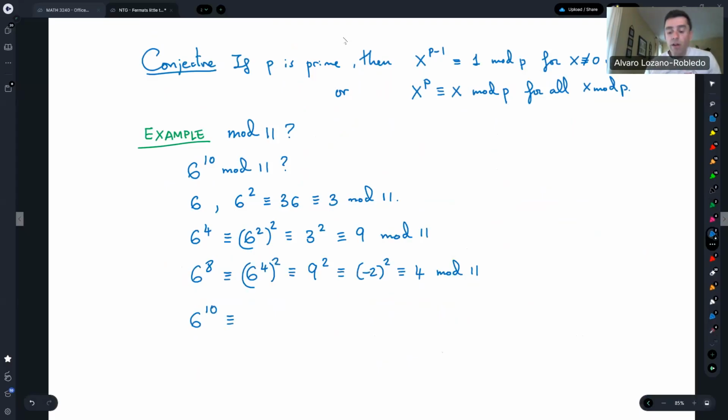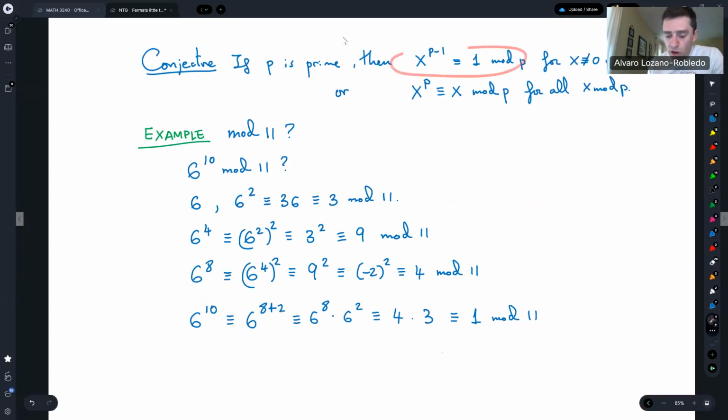How about then 6 to the 10? Now I can compute it by writing 10 in binary. 10 is 8 plus 2. So it's 6 to the 8 times 6 to the 2. 6 to the 8 is 4 by our previous work, and 6 to the 2 is 3. 4 times 3 is 12, and 12 is 1 modulo 11. So this part works, that 6 to the 10 is 1 modulo 11, and 11 is prime.